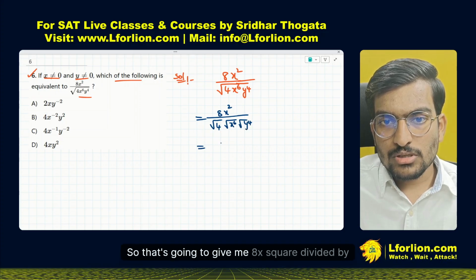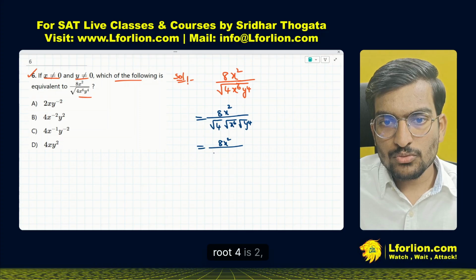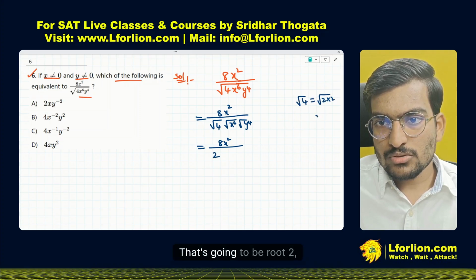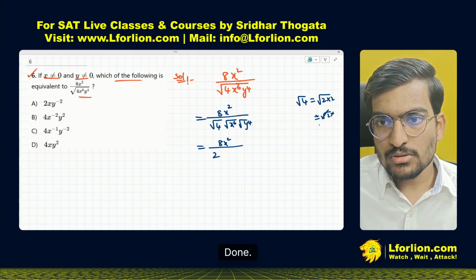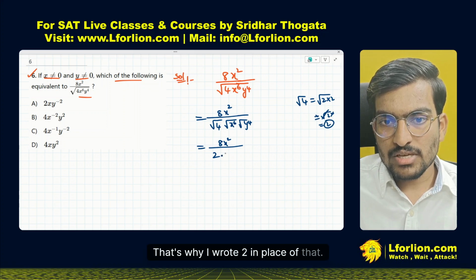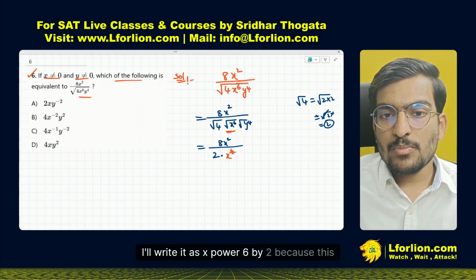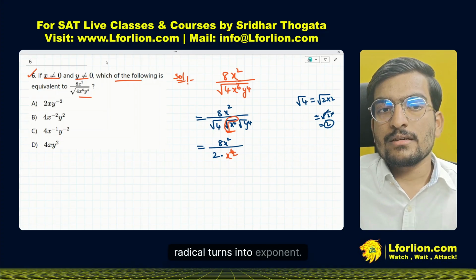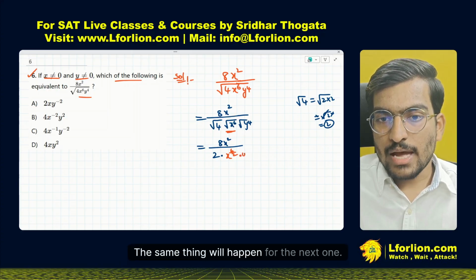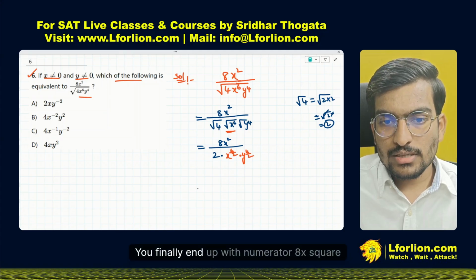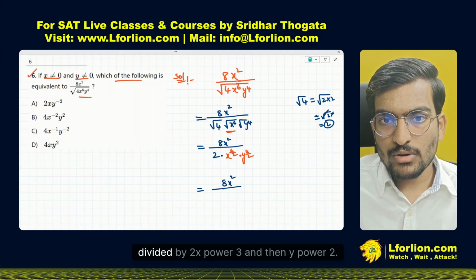That's going to give me 8x square divided by root 4, which is 2, because root 4 can turn into 2 times 2, that's root 2 whole square, the square root is done, you get 2. Now for root x power 6, I'll write it as x power 6 by 2, because this radical turns into an exponent. The same thing happens for the next one, y power 4 by 2. So you finally end up with numerator 8x square divided by 2x power 3 y power 2.